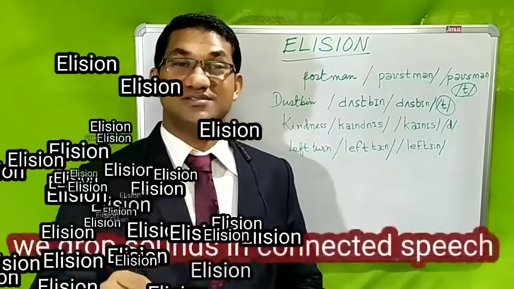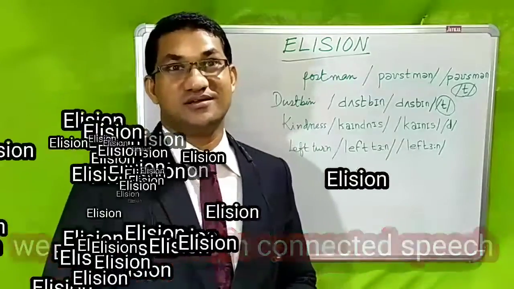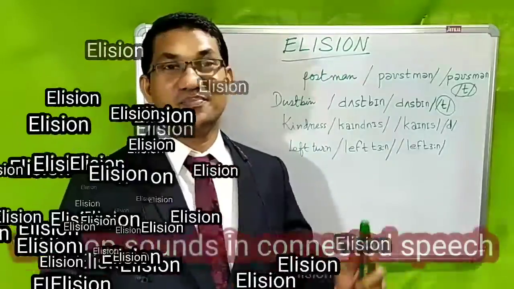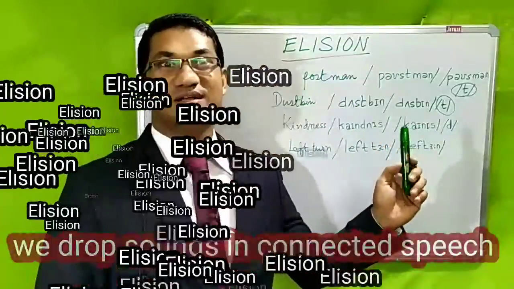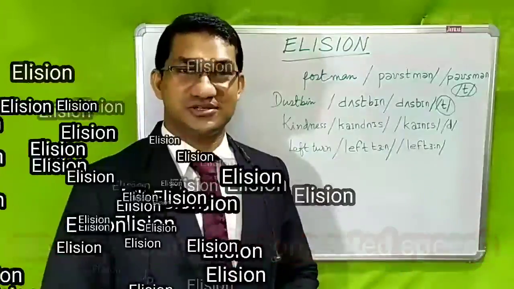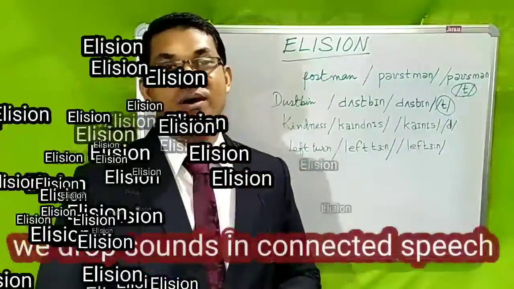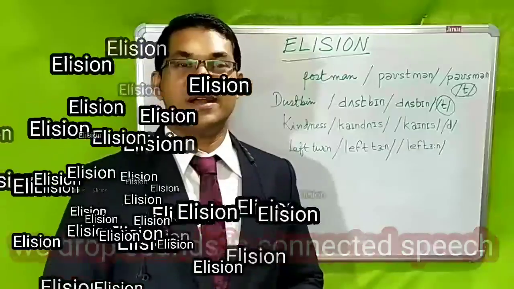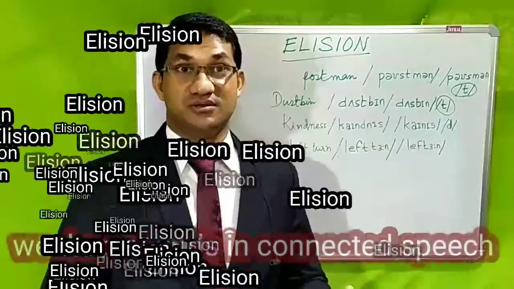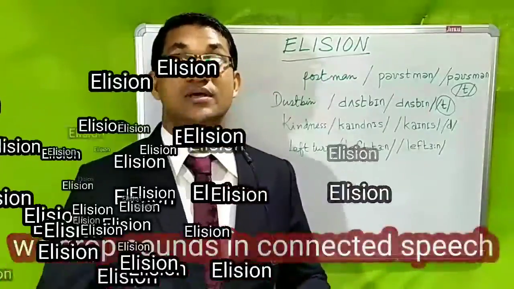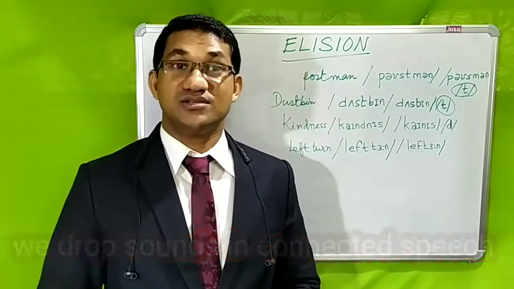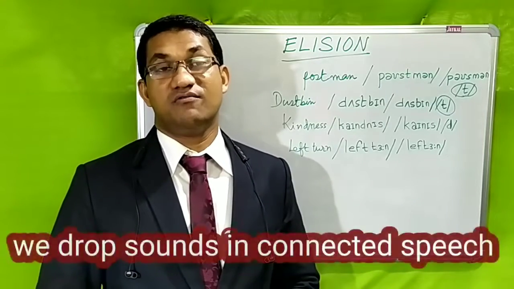And today what we discuss is elision. In fact, the dropping of a sound in connected speech is known as elision, and it's very important for students of phonetics. What is elision? We will have to explain elision with examples. Let's understand the concept very well.